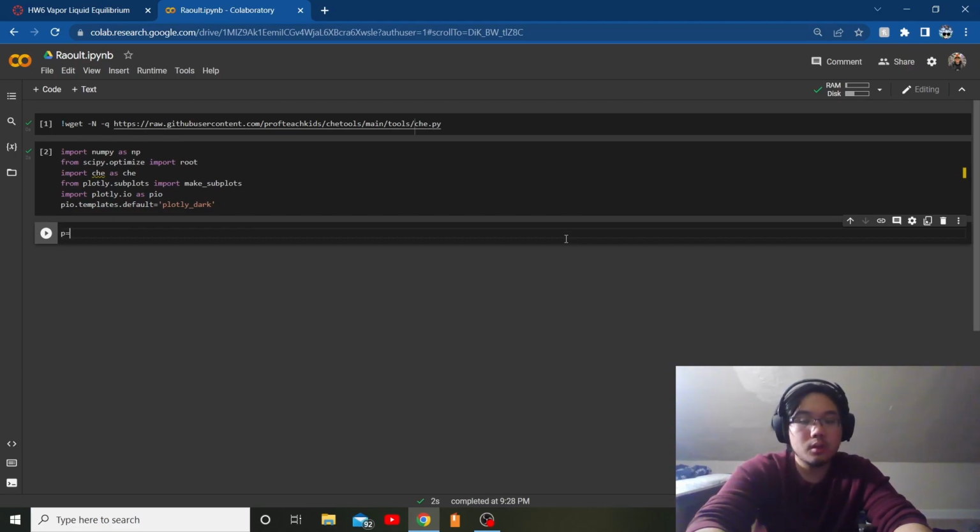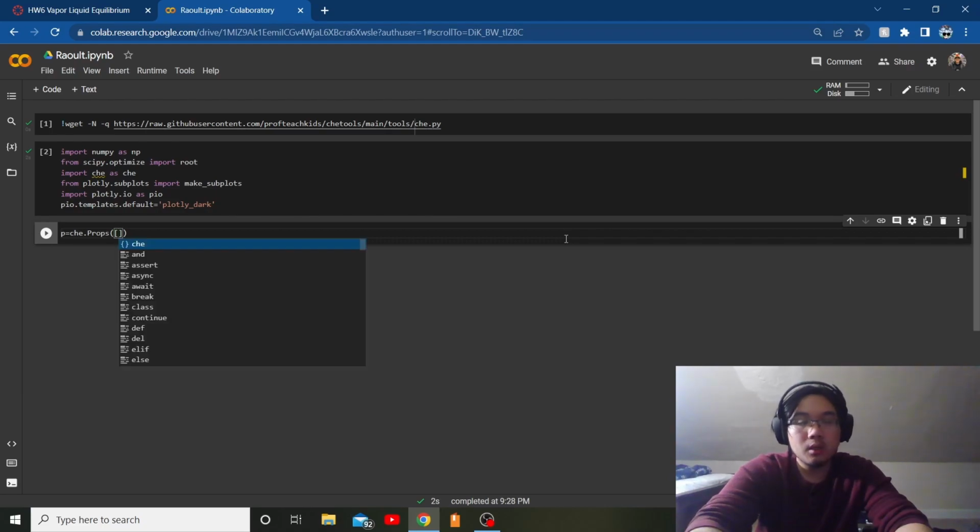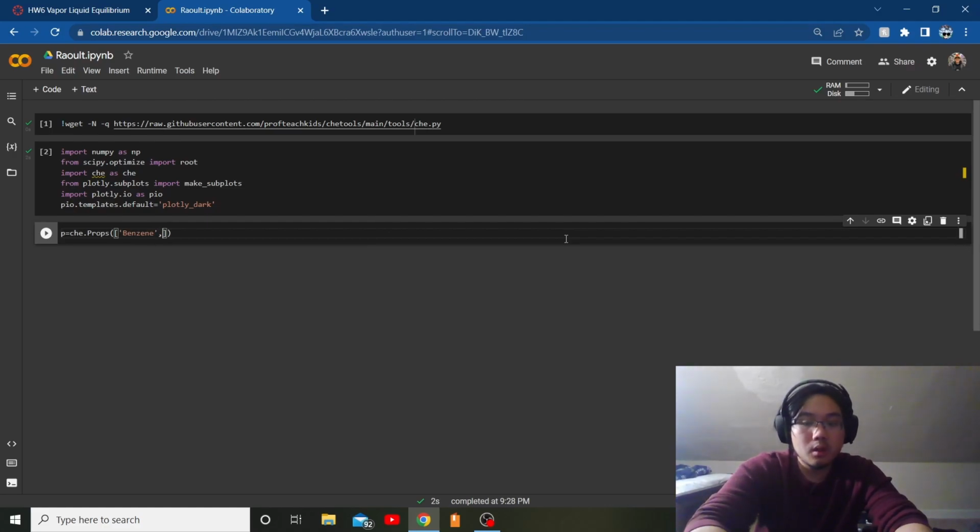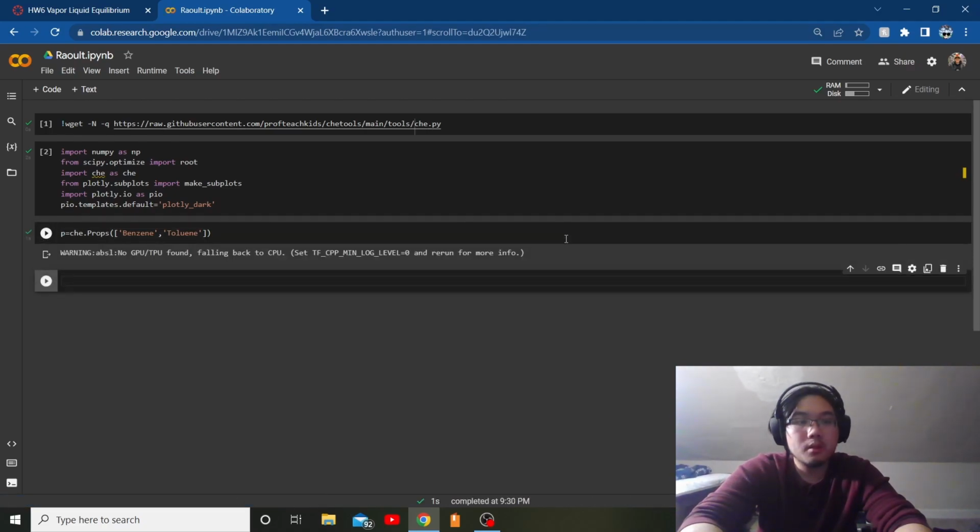I will put in the properties into this p variable, and we'll actually be working with a binary mixture, which will be benzene and toluene. All right.